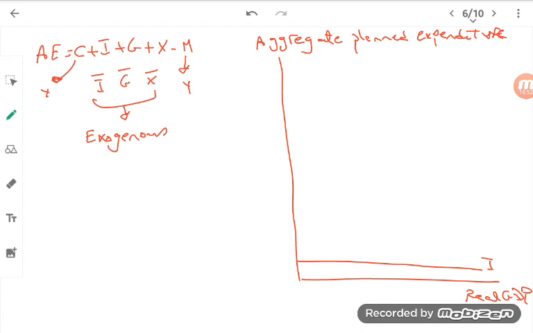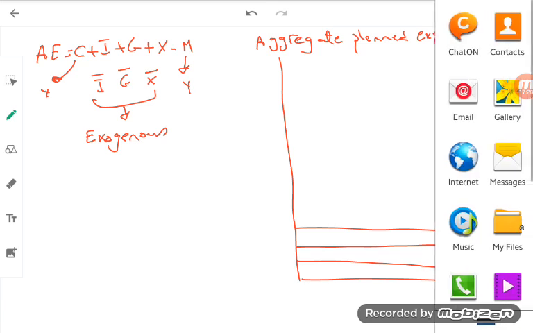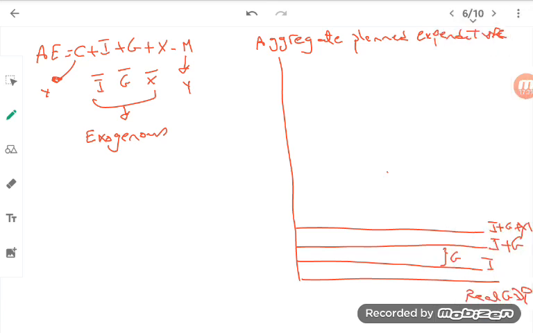And now we are going to add G to I. So the new line will be I plus G. It's I in addition to G. So this is the value of G. Now we are going to add X. So the new line will be I plus G plus X. This is the value of X.